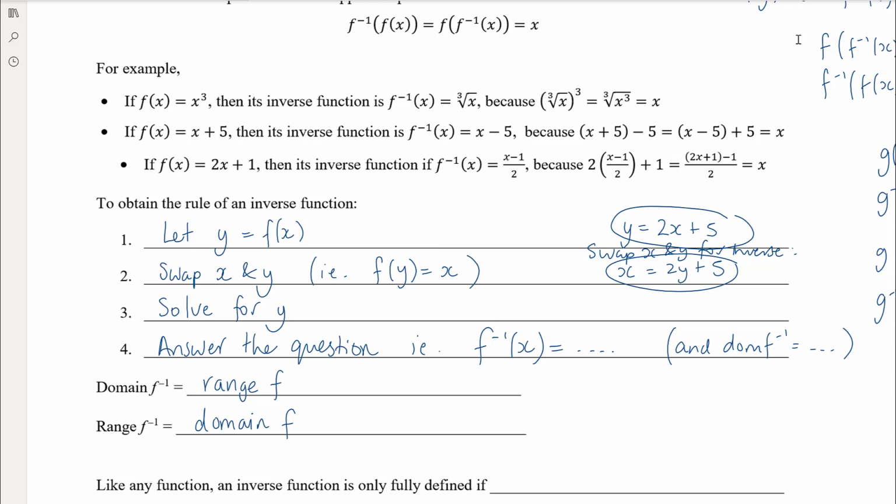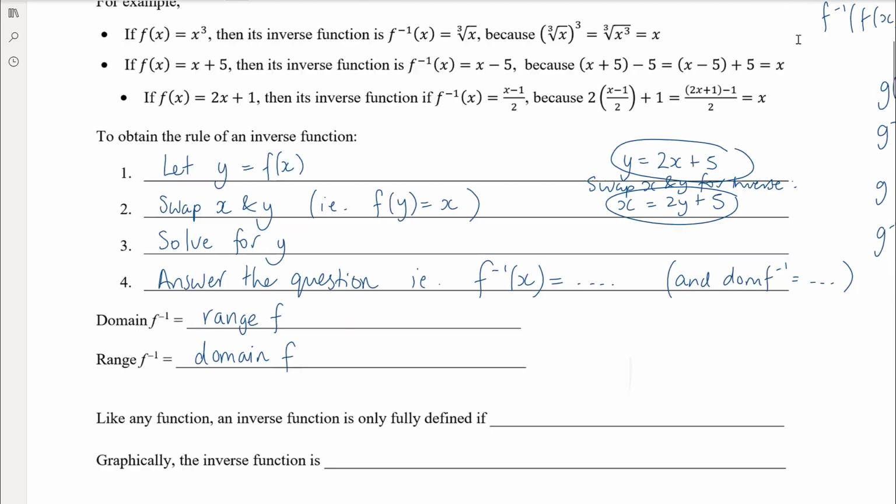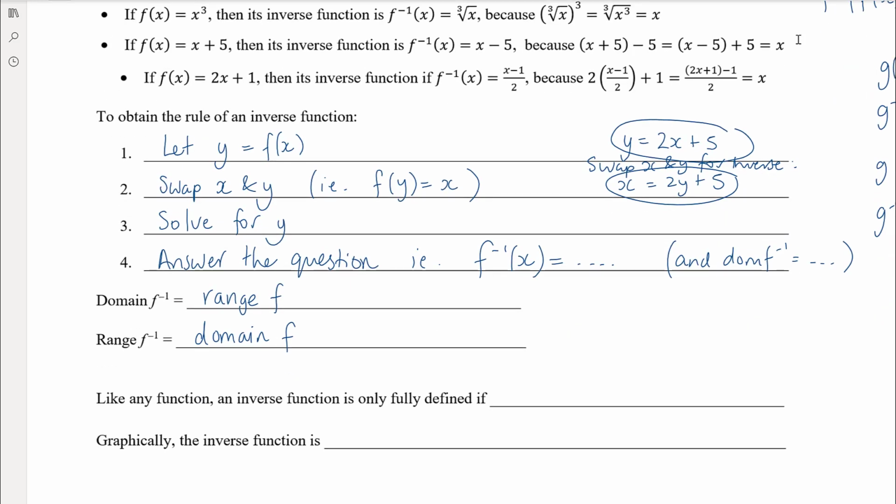Can we please be clear here? I've just marked some Year 12 tests where there's a lot of issue around people just writing domain equals, range equals. In a problem where you've got an inverse function, you have two different domains and two different ranges: domain of the original, domain of the inverse, range of the original, range of the inverse. Please be clear about whether you are talking about domain of f or domain of f to the negative 1. Don't just write domain equals. You've got more than one function. Which domain are you talking about? Like any function, an inverse function is only fully defined if its domain is given.